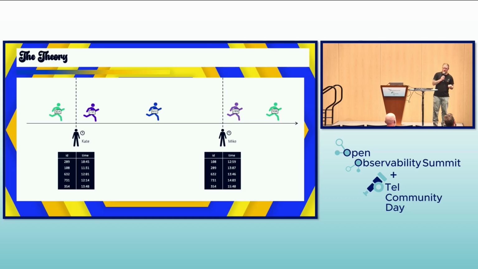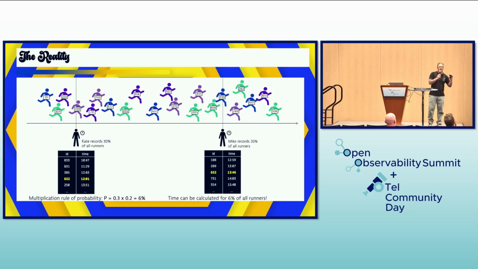Now let's take the average marathon. We have about 35,000 plus runners running that race. And here, Kate and Mike obviously cannot keep track of the timestamps of each runner. So Kate and Mike naturally will say, oh, we're going to sample, and I'm going to keep track.